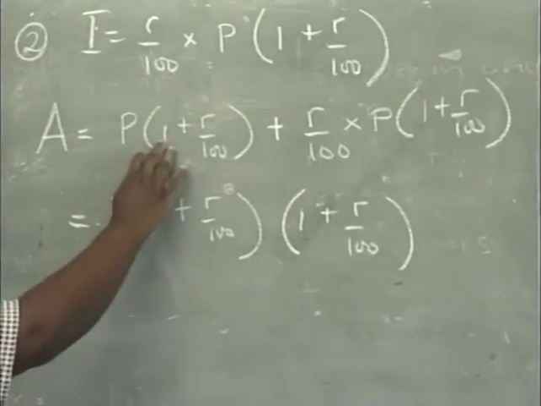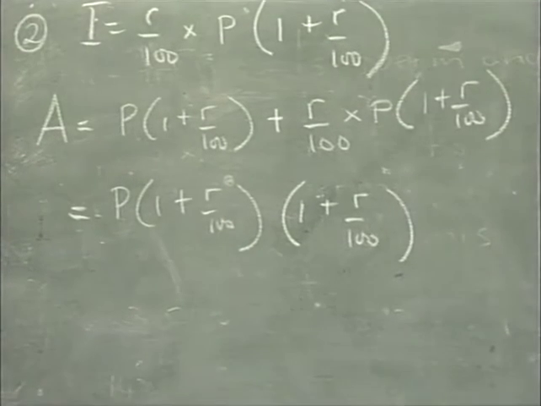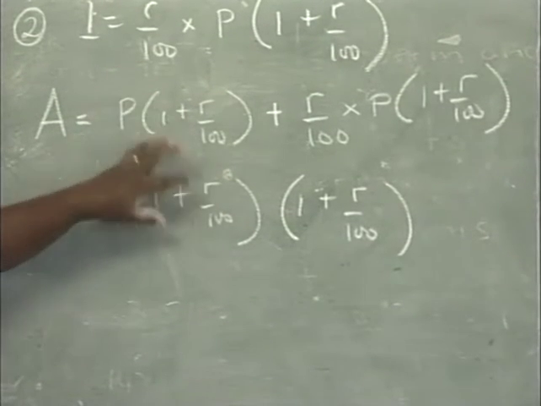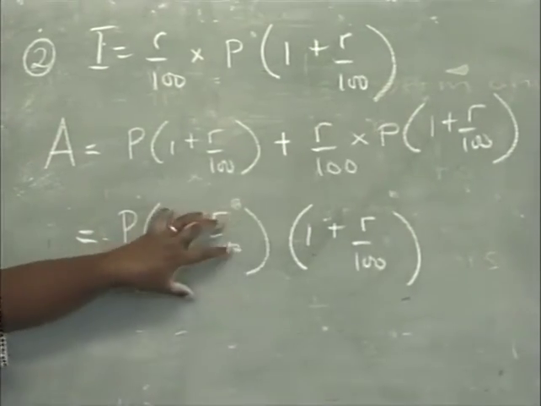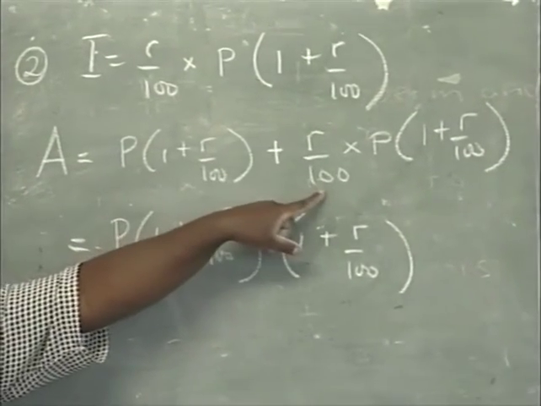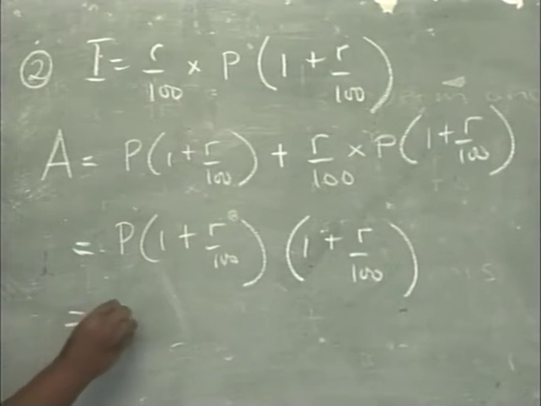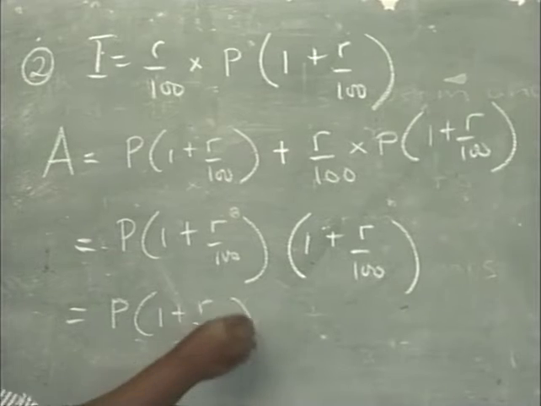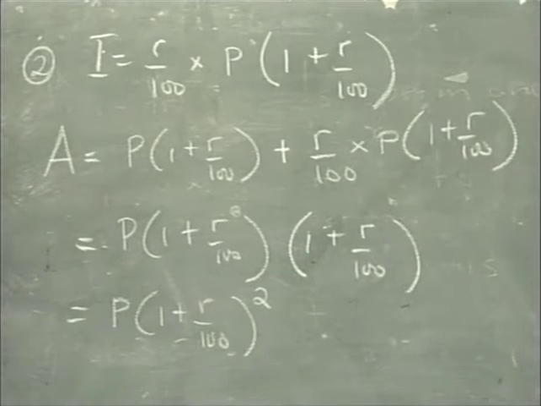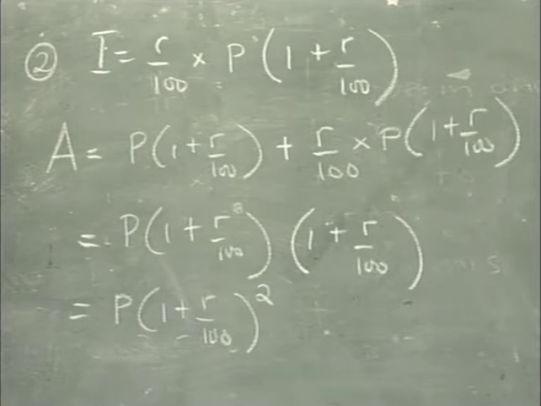The 1 comes from here. Remember what you do when you factorize? If this is the common factor, I divide this one by this, I get 1. Then I divide this by this, I get R over 100 left. So plus R over 100. This is now P times 1 plus R over 100 to the power of 2. This is after 2 years.